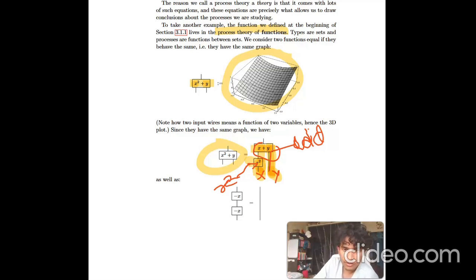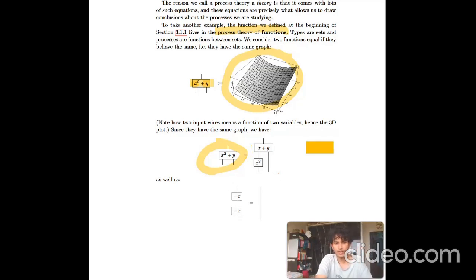If I wanted to show you an example of why this is useful, you can tell the difference between a process that looks like this and one where I switch the order. So if instead I had x squared in this part, and you had x and you had y. Oh no, wait, let me rewrite this. Hang on. There we go.